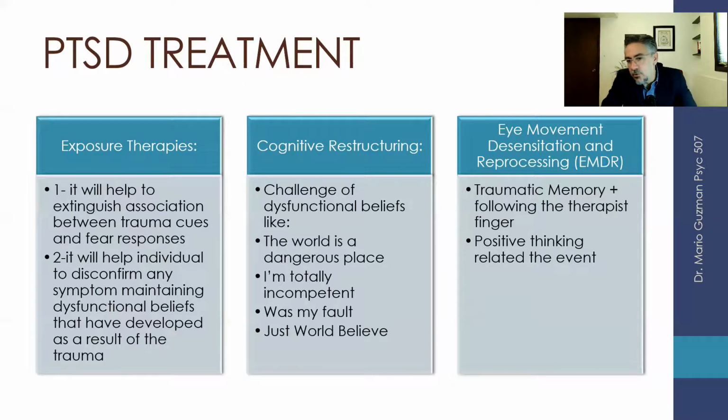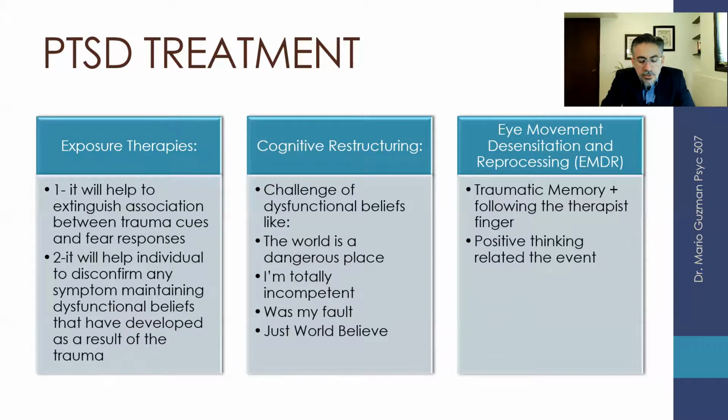Now, there's another one that is the eye movement desensitization and reprocessing, the famous EMDR. What they do is that they activate the traumatic memory, and then the therapist is moving the finger, or sometimes are sounds, noise going from one direction to other, and so on. And then they help the client to try to process the traumatic memory.